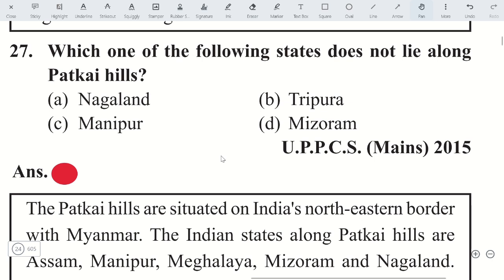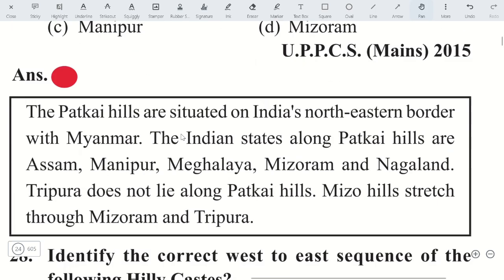Which one of the following states does not lie along the Patkai Hill? It is Tripura. Nagaland, Manipur, and Mizoram lie along the Patkai Hill.